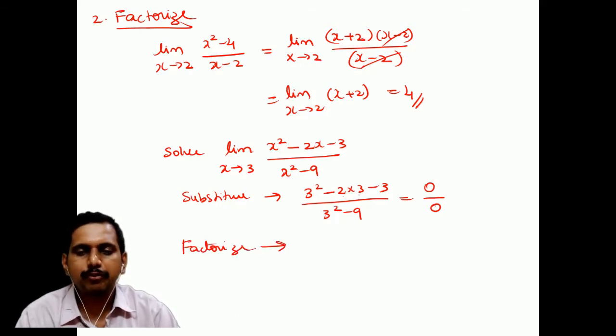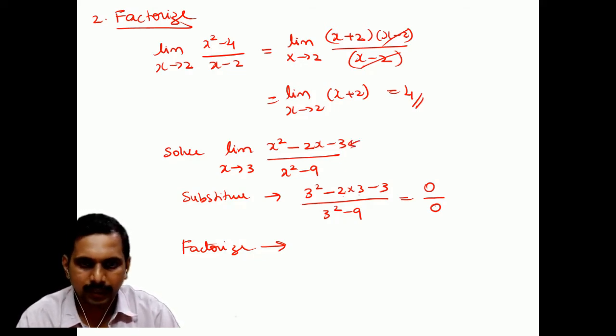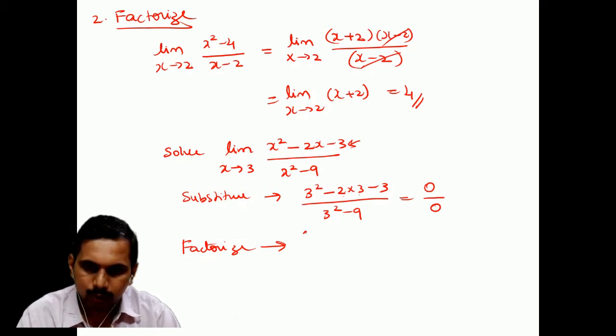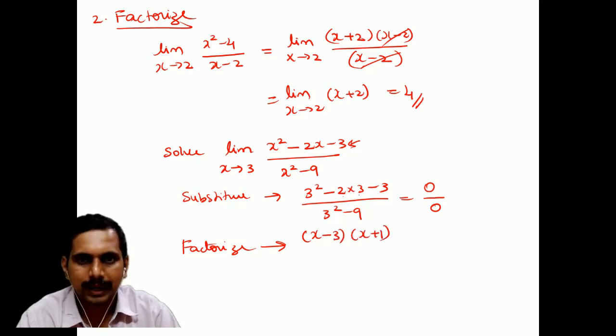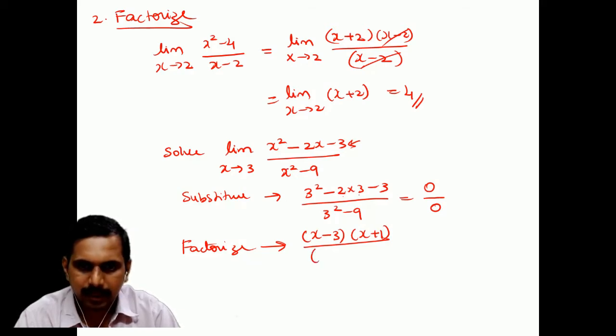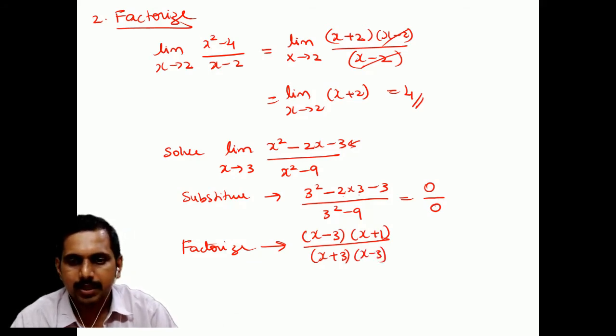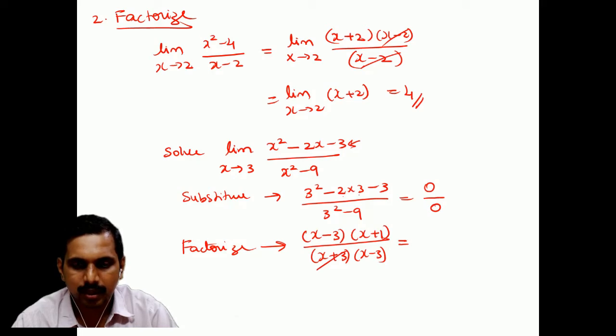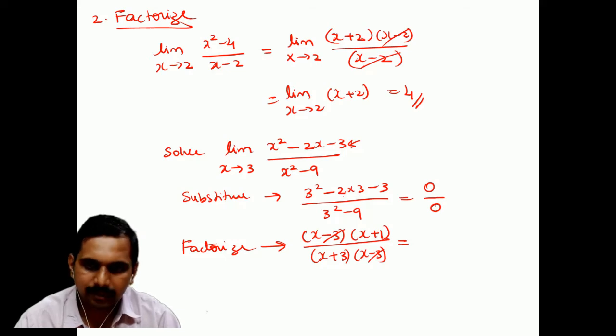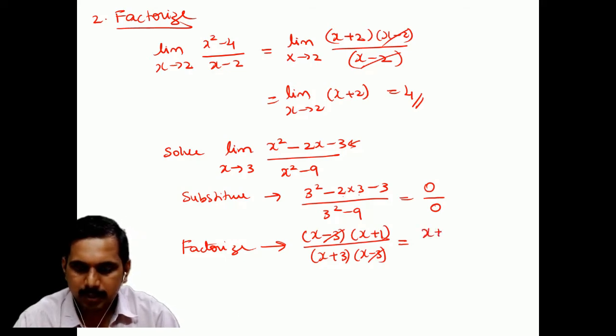Factorize. What would be the factorization? If you try it out, you will know that when you factorize this numerator, you will get (x minus 3)(x plus 1), and below, x square minus 9 can be written as (x plus 3)(x minus 3). Correct, students? So x minus 3 and x minus 3 get cancelled, and what remains is (x plus 1) divided by (x plus 3).